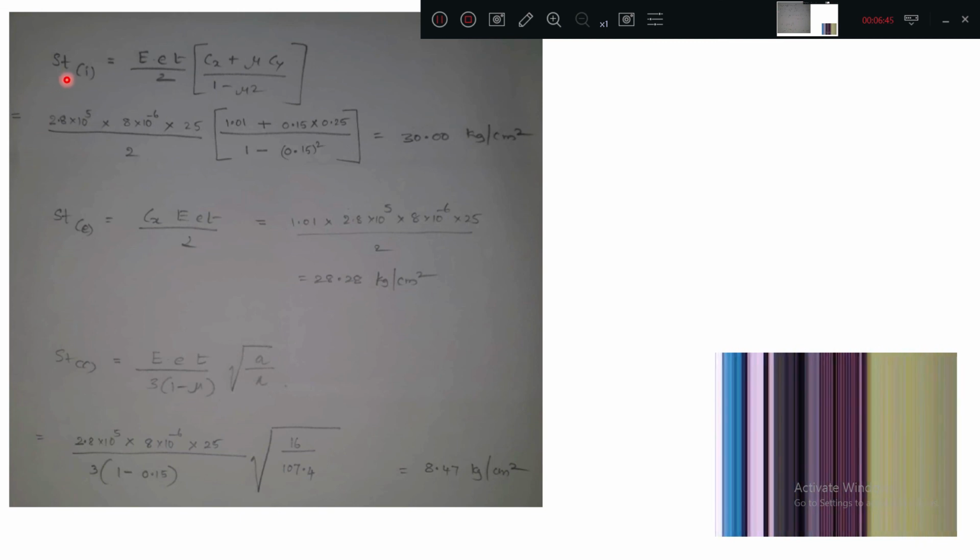Okay, same three formulas, 1, 2, 3. Substitution, answer is 30. Substitution, answer is 28.28. Substitution, answer is 8.47.